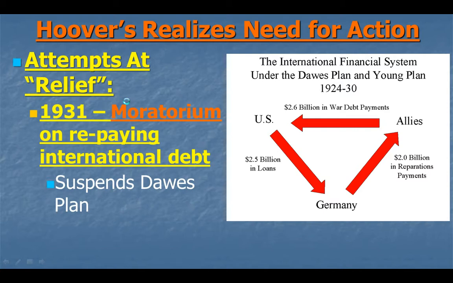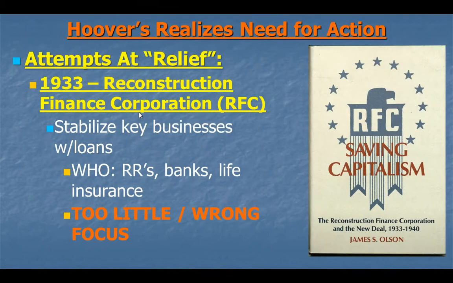Other attempts at relief: in 1931, he puts a moratorium, or a halt, key word for your notebook, on repaying the international debt, the Dawes Plan, and that whole plan of loaning money to Germany so that the Allies and the reparation repayments can go on, is paused and put on hold, conserving American money to try and help out here. In 1933, they create the Reconstruction Finance Corporation. We'll see that this lasts for quite a while, even under President Roosevelt.